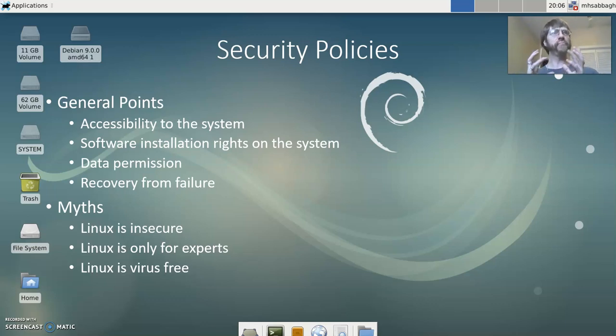Now, there are a couple of myths that you need to think about and then disabuse yourself of as we work on this. A long time ago, everyone thought Linux is virus-free. I don't need antivirus software on my Linux box because nobody's writing viruses for Linux anymore.